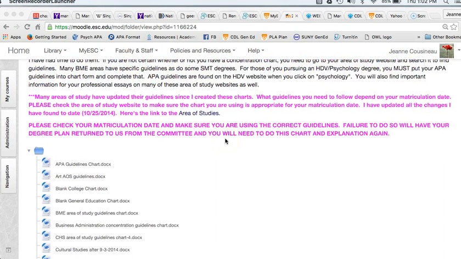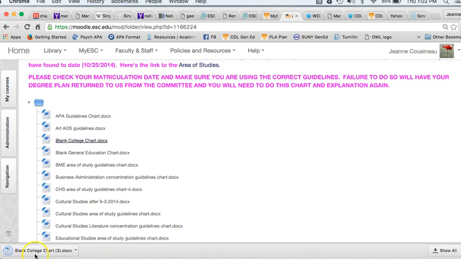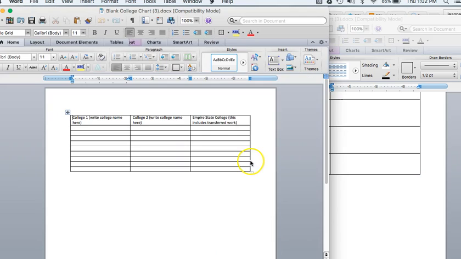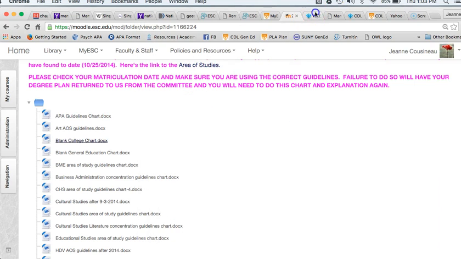Back in our Moodle course here, and now we're going on to the college chart. So here's the blank college chart. I'm going to click on that, download it, and open it up. So I did this again just to make it easier for you. If you like color-coded things, you can do that, but this one is just basic. So here's your Empire State College. This includes your transferred work. You don't have to list it as transferred. You don't have to list it as PLA. Once it is on your transcript, it's your transcript.